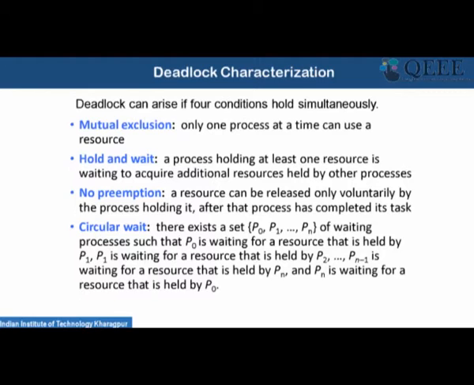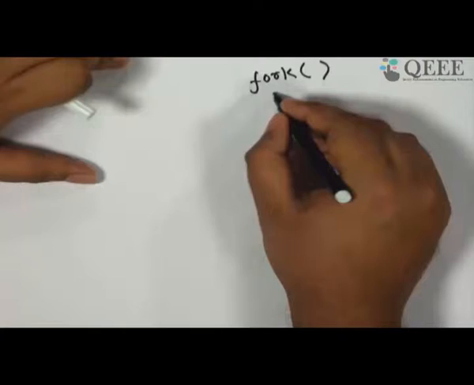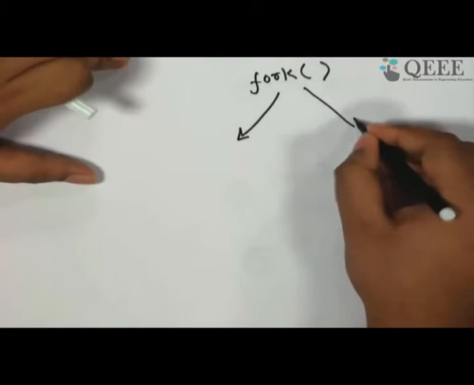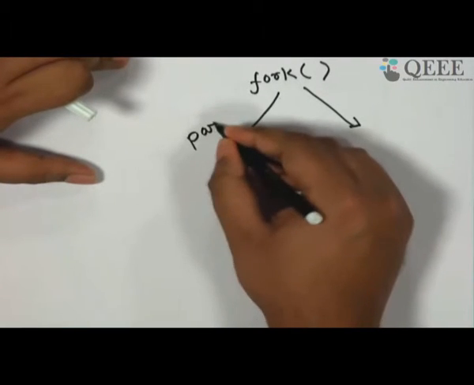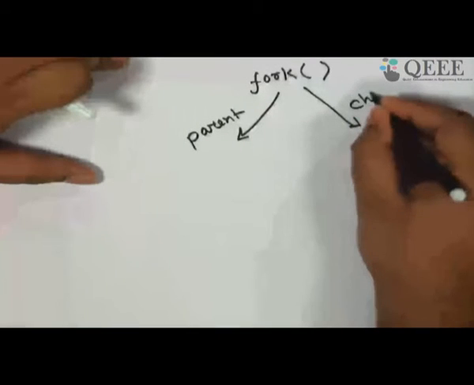The next question is how we can say that we are in the child if PID equals 0 and we are in the parent if PID is greater than 0. That is a kind of operating system primitive. Whenever you make a fork system call, the fork system call creates a child process. Now after the fork system call, you have a parent process and a child process.